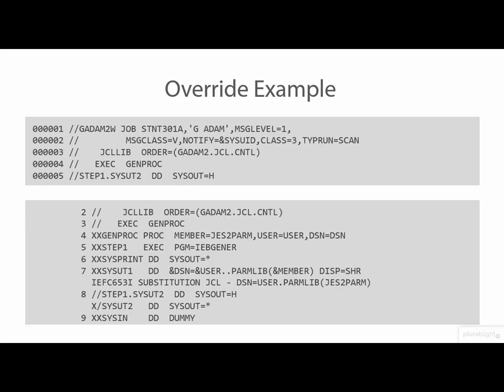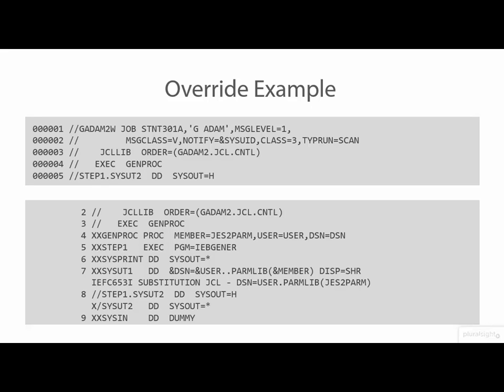So what we would have is something like this. Again, looking at the gen proc that we had, what we want to do here is set our sysout equals to class H rather than the asterisk. So in order to do that, we simply identify the DD statement that we want to change. Within the proc gen proc, we want to change sysut2. So we identify that by saying step1.sysut2, and we want to change that to sysout equals H.